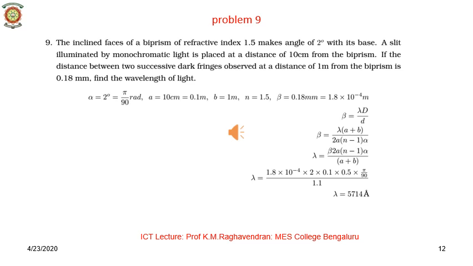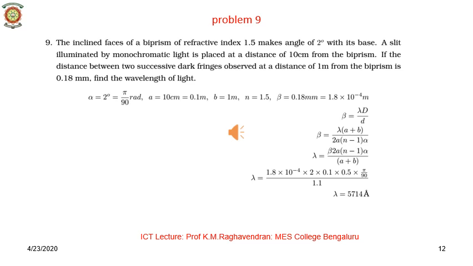Now let's come back to the problem. It states that the inclined faces of the biprism of refractive index 1.5 make an angle of 2 degrees with its base. It's straightforward. Refractive index is 1.5 and alpha is 2 degrees. The slit illuminated by monochromatic light is placed at a distance of 10 centimeter from the biprism. The distance between the biprism and the slit is given as 10 centimeter. That means a is equal to 10 centimeter or 0.1 meter.